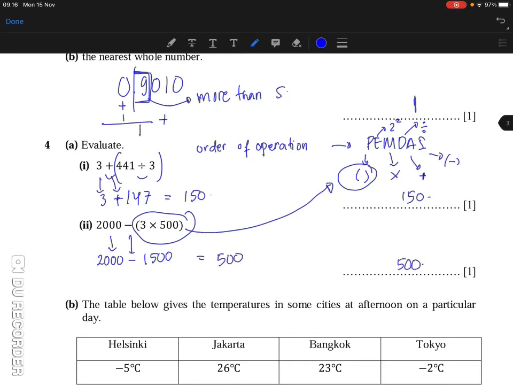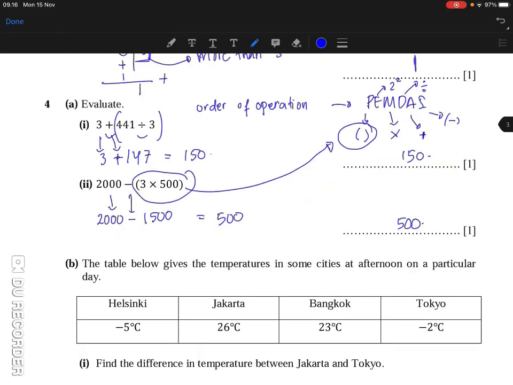Oh, it seems easy, miss. Right, you have to manage your time wisely. If you think that you cannot do this question, you can just skip it and then find the easiest one. Do not waste your time. Move on to the B here.